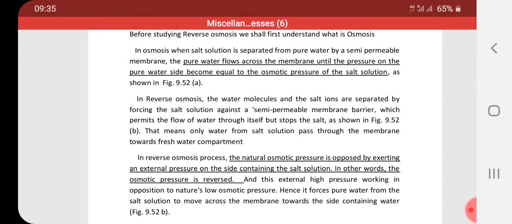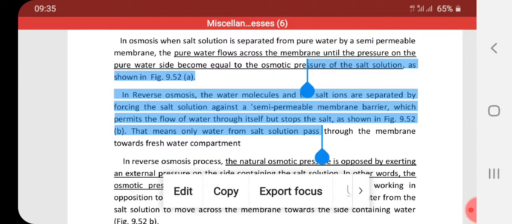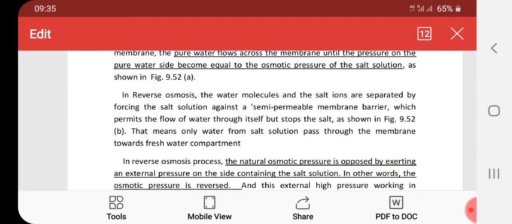In the second para you see, in reverse osmosis, the water molecules and the salt ions are separated by forcing the salt solution against the semi-permeable membrane barrier, which permits the flow of water through itself but stops the salt, as shown in the figure. So salt is not allowed to go, only water is allowed to go through the membrane. That is the meaning of this paragraph. Next paragraph we will see.